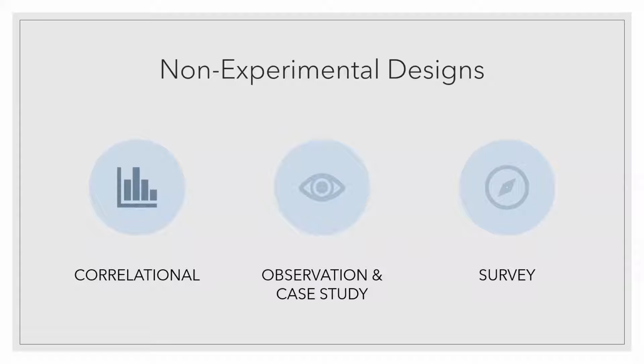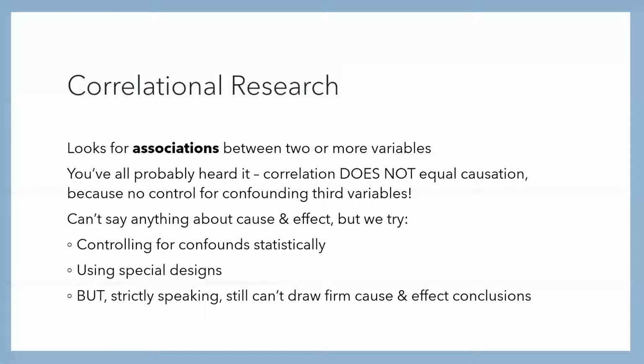Let's turn now to non-experimental designs. A couple examples are correlational research, observations and case studies, and surveys, which can often be correlational too. Let's focus in on correlational research, as it's quite common in psychology. Correlational research looks for associations between two or more focal variables.